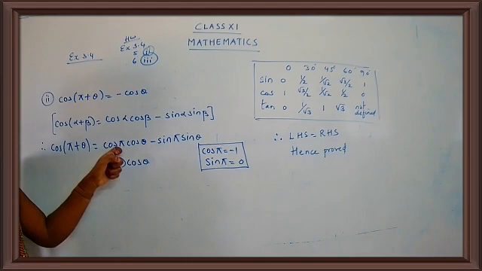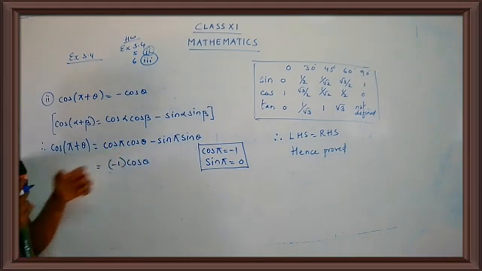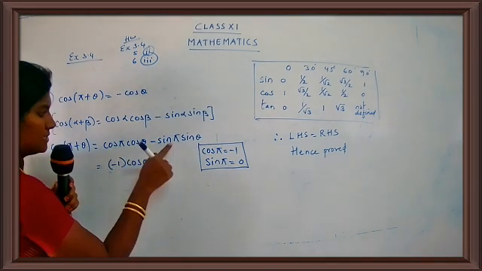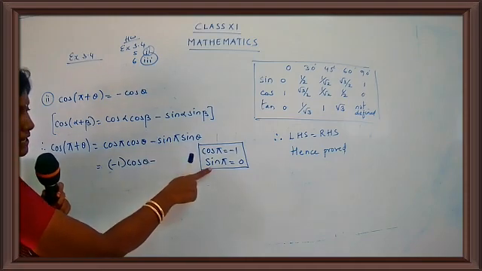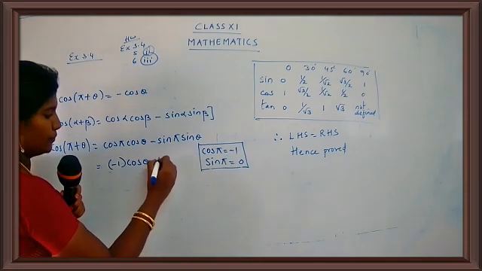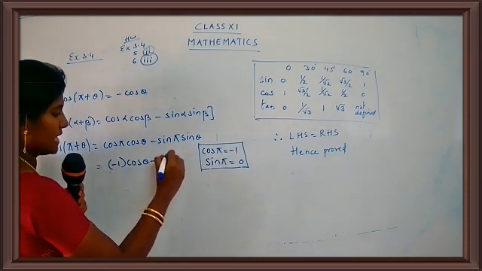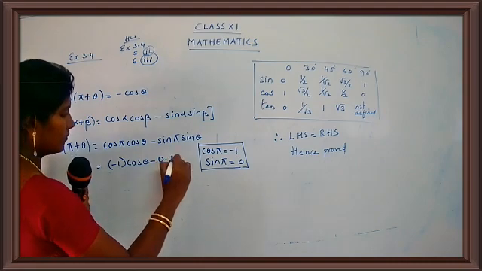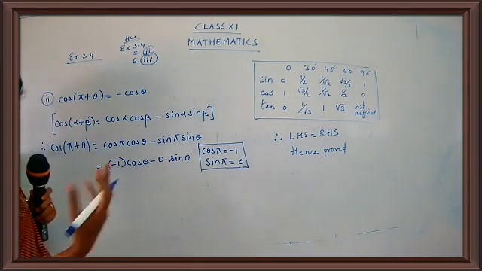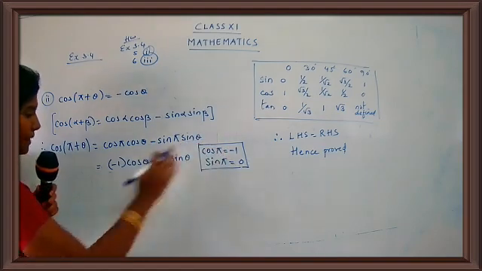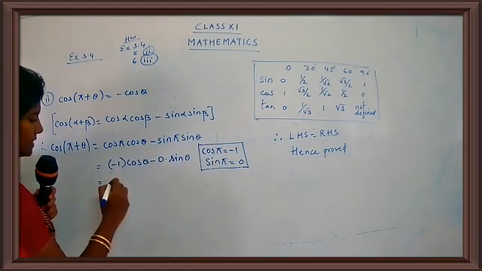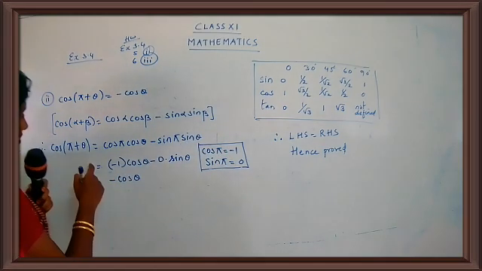I know the value for cos pi, that's minus 1 into cos theta. Then I'll put here minus sin pi. What is the value for sin pi, children? Yes, it's 0. So put here 0 into sin theta. So 0 into anything is going to be 0. So no need to worry about the second part. Just focus on the first part. That's minus cos theta. That's what you have to show.